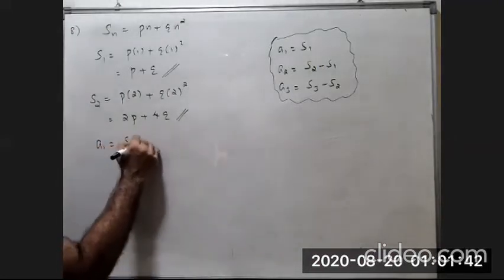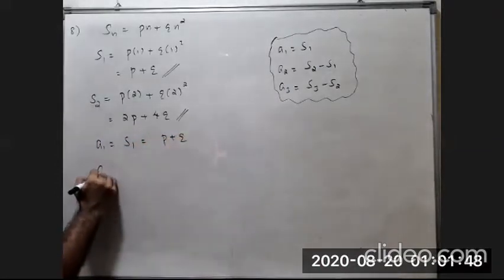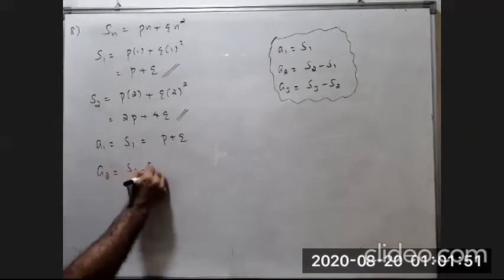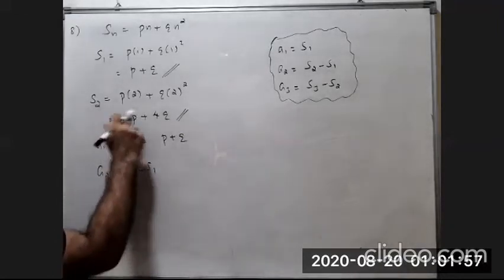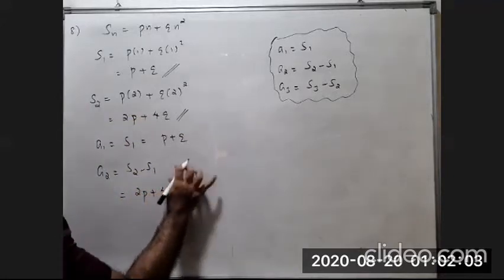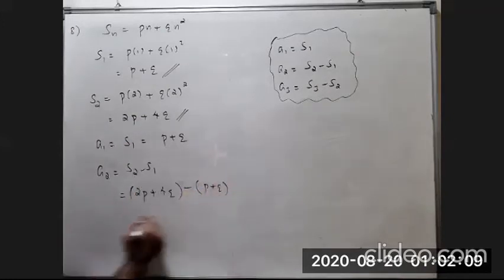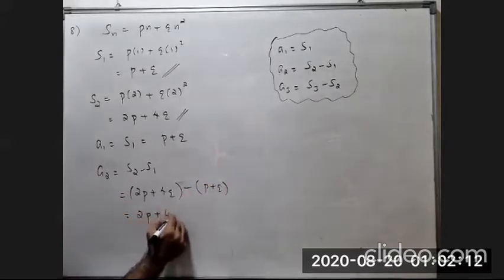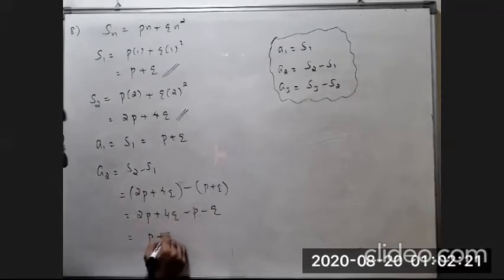A1 is equal to S1, which is P plus Q. A2 will be S2 minus S1. What is S2? It is 2P plus 4Q, minus S1, which is P plus Q. So 2P plus 4Q minus P minus Q. 2P minus P is P. 4Q minus Q is 3Q. We got A2.